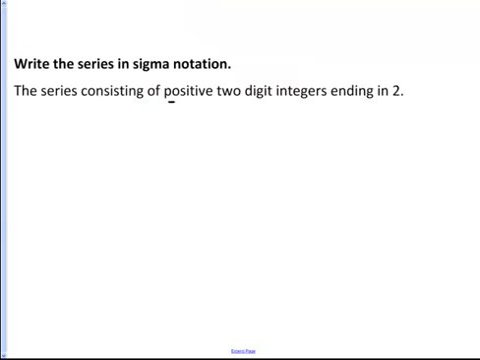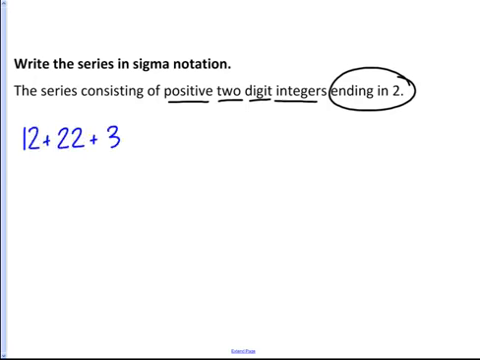And lastly, a word problem style. We want the series consisting of positive two-digit integers that end in 2. Well, my first positive two-digit integer ending in 2 is 12. The next is 22, then 32, and the last one that only has 2 digits is 92. So that's my series. And once you have it written out, it's pretty simple.